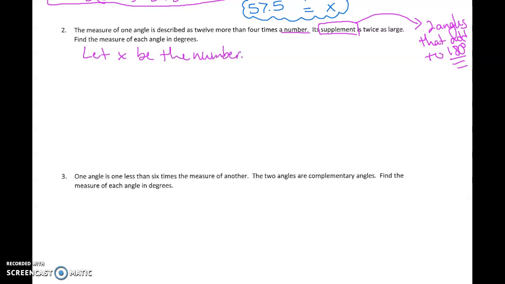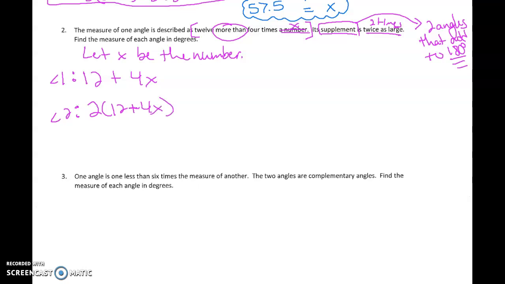Okay. And I know I'm dealing with two angles here because they're supplements. So I'm going to have angle 1 and angle 2. The measure of one angle is described as 12 more than 4 times x. Its supplement, that just tells us it's adding to 180 degrees, is twice as large. Twice means 2 times. So it's twice as large as this one. It's 2 times 12 plus 4x.